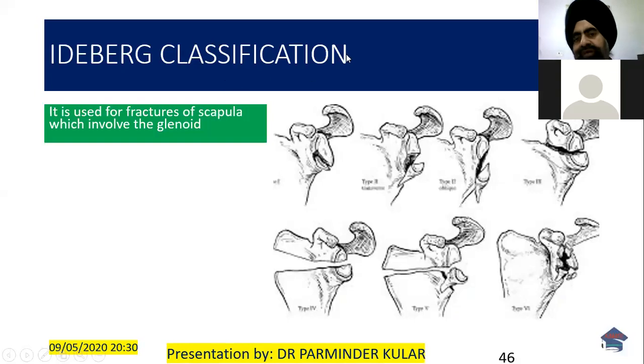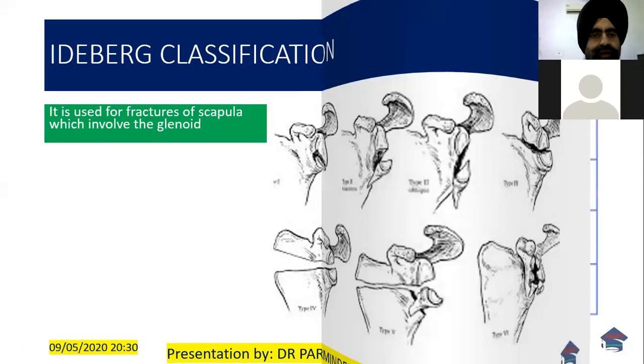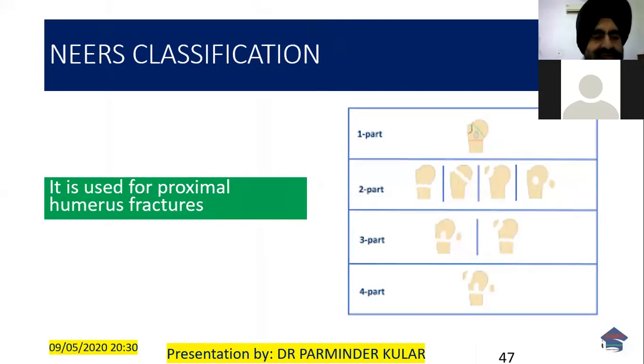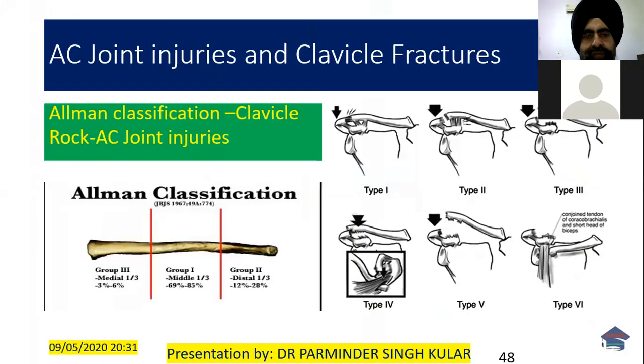Heidelberg classification. Where it is used for the lesions, fractures of the scapula. You just need to remember the name. Heidelberg classification, it is used for the fractures of the scapula, particularly when it is involving the glenoid. Then Hughes classification, it is for the fractures of the proximal humerus. The fractures can be 1 part, 2 part, 3 part, 4 part. Then another classification, acromioclavicular joint injuries and clavicle fractures. For clavicle, we have the common classification, the Allman's classification, and the Rockwood classification for the acromioclavicular joint injuries. You just remember this is Rockwood.